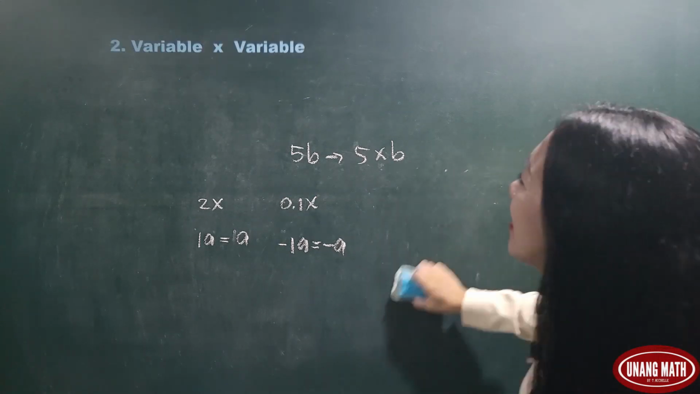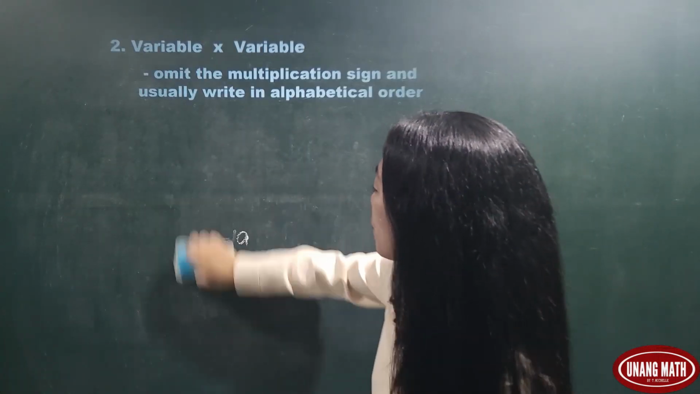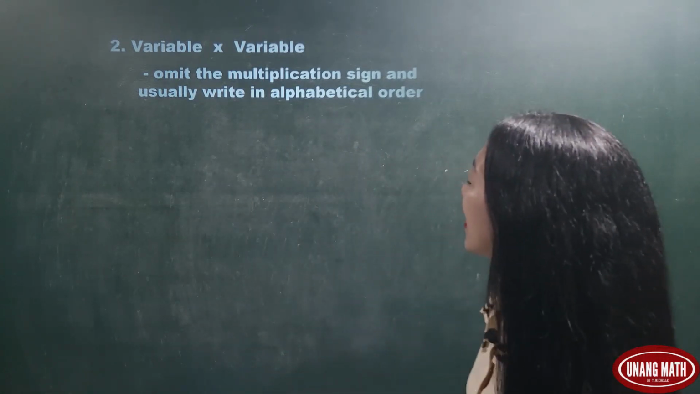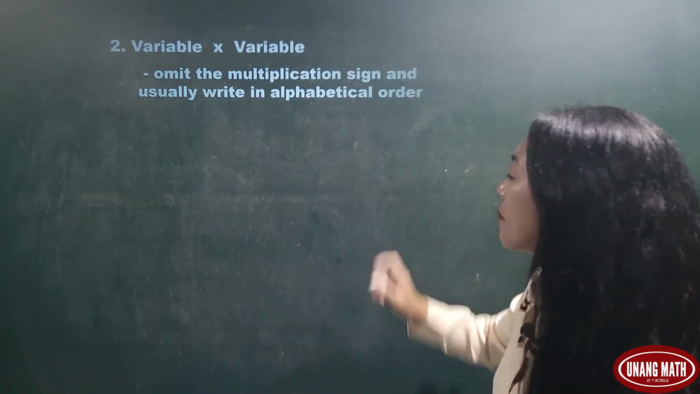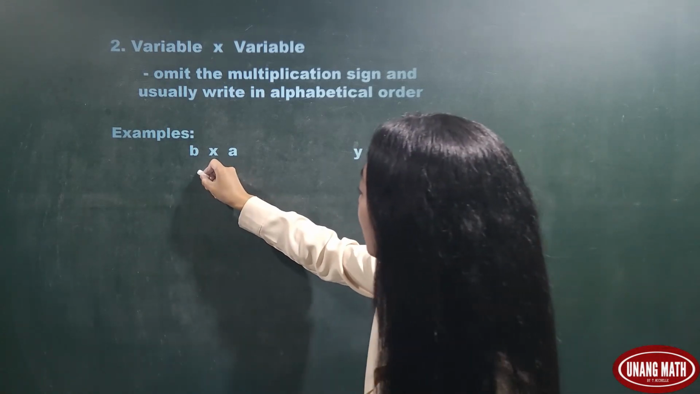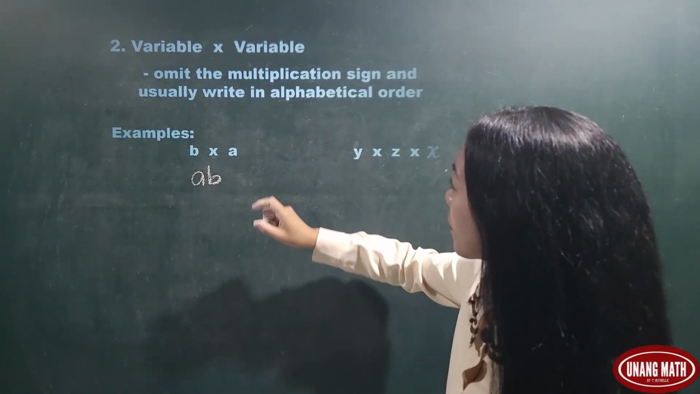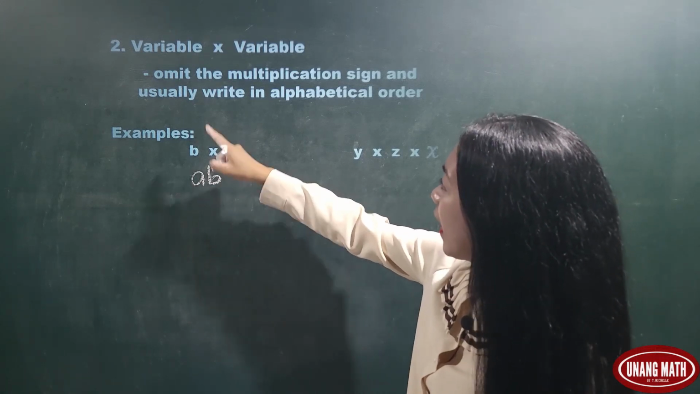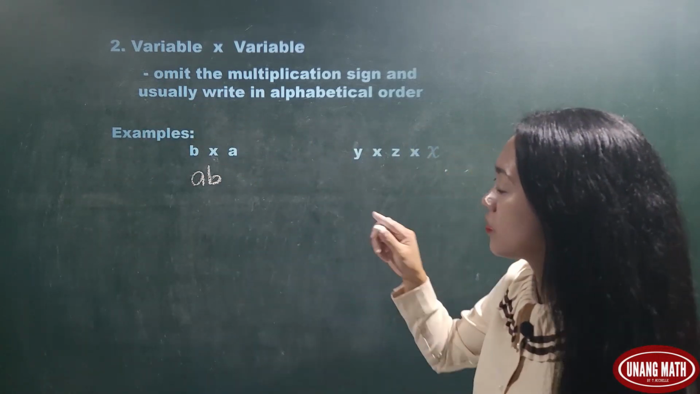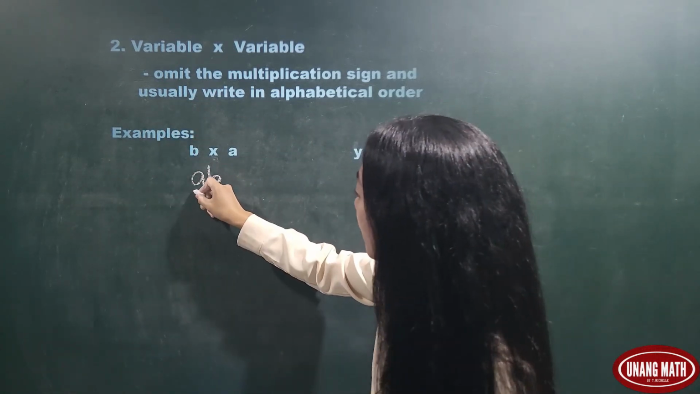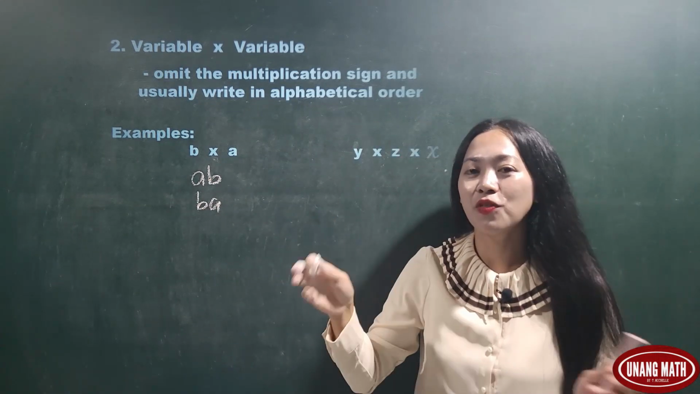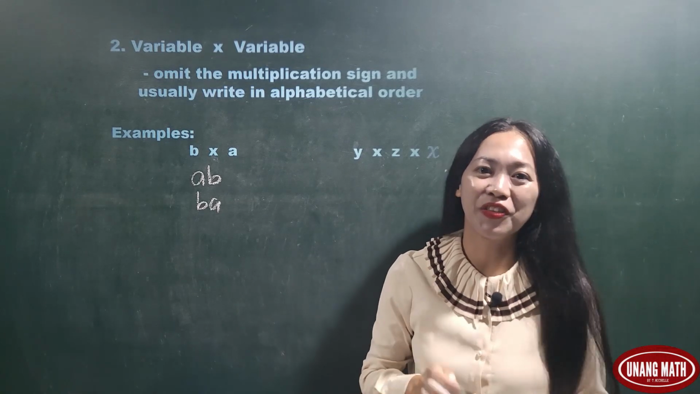Okay, next situation. Variable times variable. What should we do here? We will omit the multiplication sign and usually write in alphabetical order. Example, b times a. So this is ab. We remove the multiplication sign and usually write in alphabetical order. We say usually because it's also correct if we write ba. But if we write it in alphabetical order, it's more organized and easy to understand.